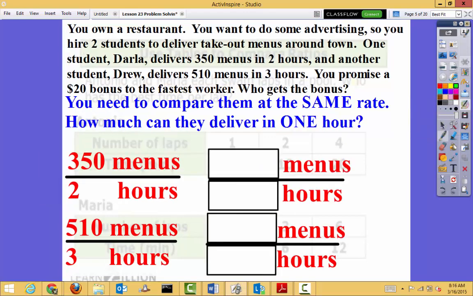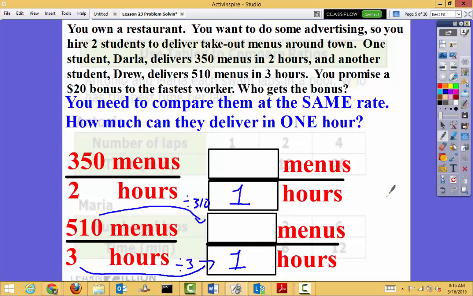I'm going to be finding my unit rate. I need to find who delivers most in 1 hour. So again, I'm finding the unit rate, meaning that the denominator is 1. So I'm going to ask myself, how do I get from 3 to 1? Well, I divide by 3. So I need to do the same thing to my numerator. So here I'm going to do 510 divided by 3. It goes in once. So I'm going to be doing 170 menus.